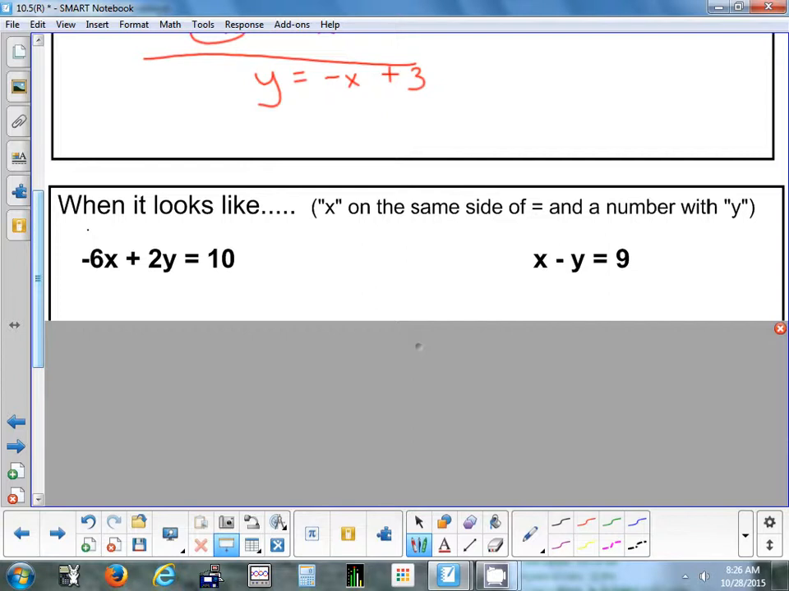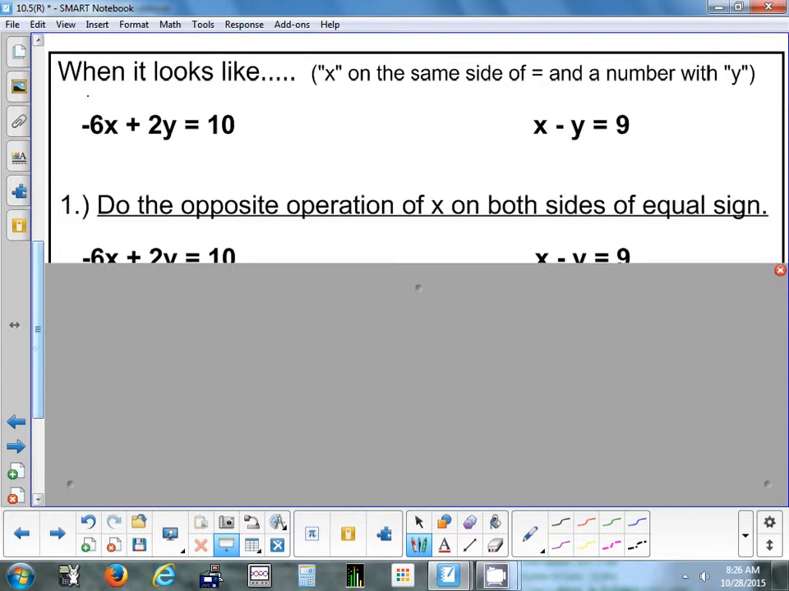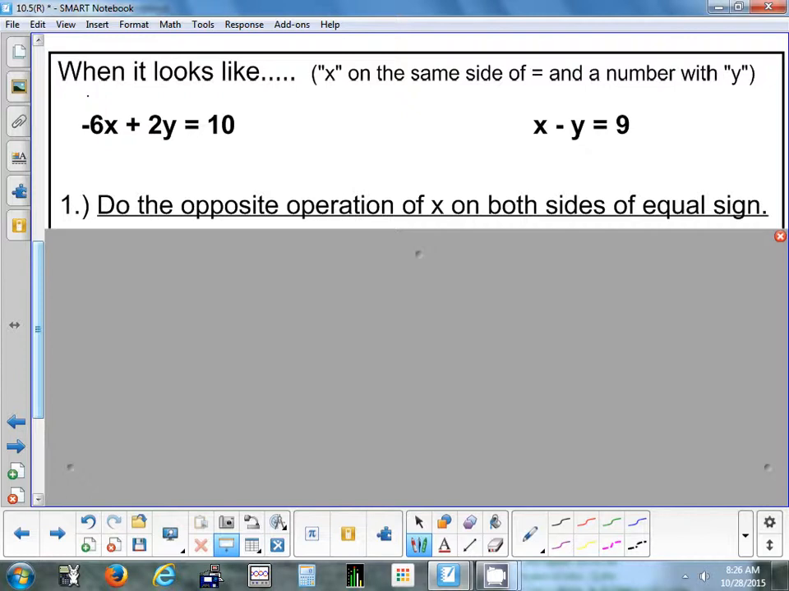So, first step, same as before. Same as we did for the other one, when we had x on the same side, but y was positive. We're going to do the opposite operation of x on both sides of the equal sign. We're going to do the same exact thing as we did for the first one. If you want to write "same as above," that's entirely up to you. We're going to get the x moved first before we do the next step.